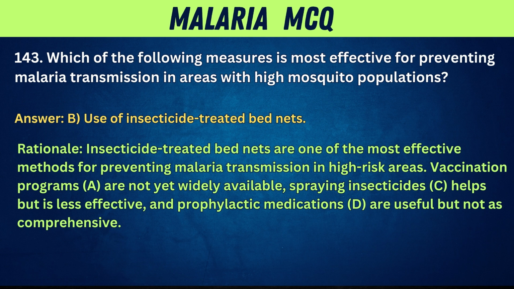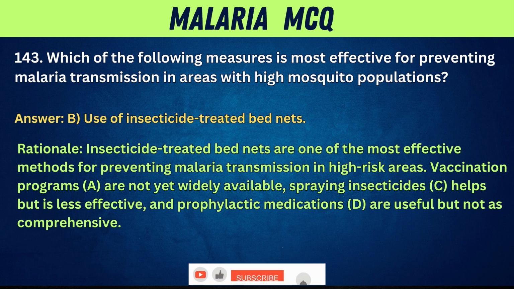Rationale. Insecticide-treated bed nets are one of the most effective methods for preventing malaria transmission in high-risk areas. Vaccination programs, A, are not yet widely available. Spraying insecticides, C, helps but is less effective, and prophylactic medications, D, are useful but not as comprehensive.